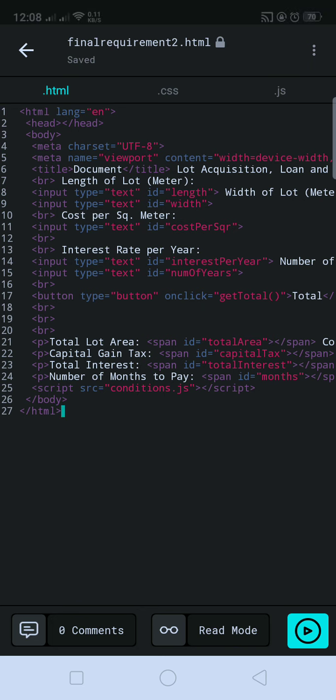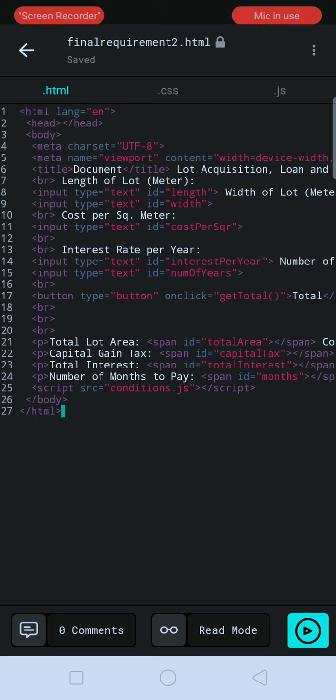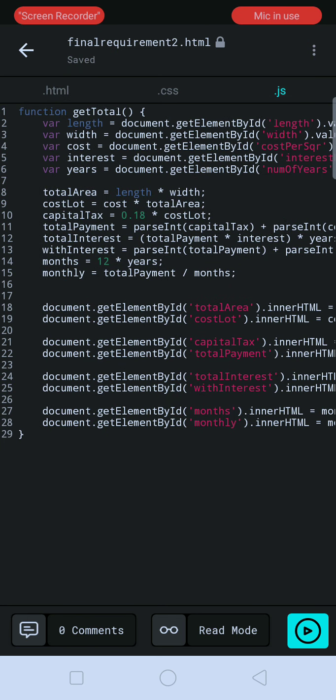Then interest rate yearly, the ID is interest per year. Number of years, the ID is num of years. This is our input. Then onclick get total, then the output or display of the output. Then script src conditions.js. Then we're going to JS or JavaScript.